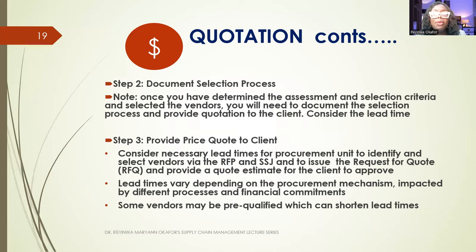Consider necessary lead time for procurement. You need to identify and select vendors via request for proposal or a single source justification. And also, you need to issue the request for quotes and provide a quote estimate for the client to approve. Lead time varies depending on the procurement mechanism, impacted by different processes and financial commitments. Some vendors may be pre-qualified, which can shorten the lead time.